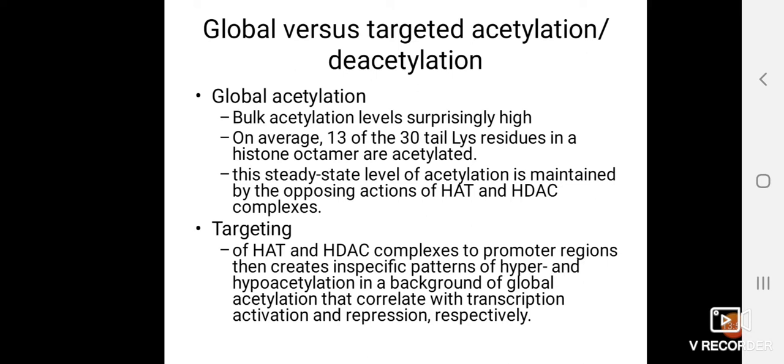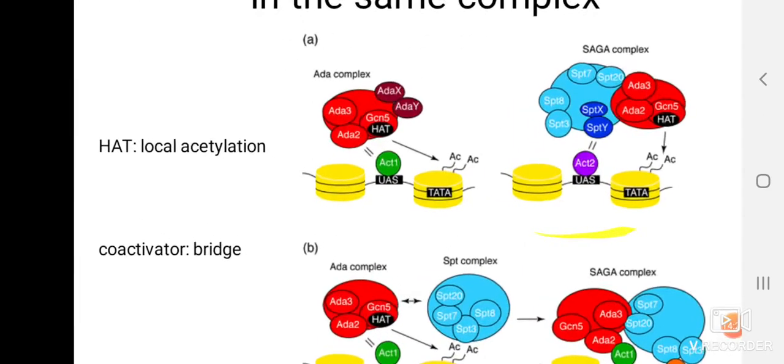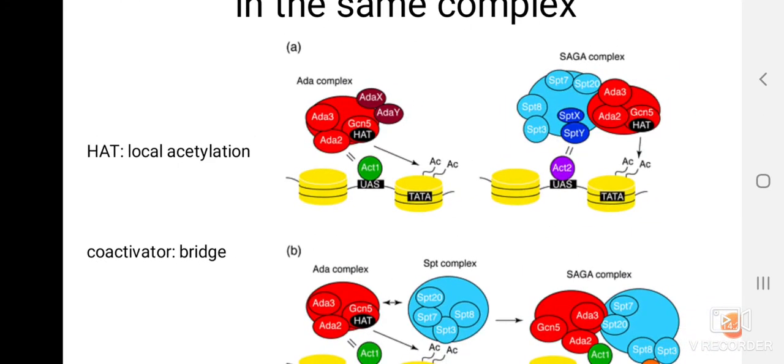In targeted acetylation, the HAT and HDAC complexes complex with the promoter region and create a specific pattern of hyper- and hypoacetylated core histones, which is specifically involved in the regulation of transcription of specific genes. HATs and coactivators can sometimes be in the same complex and cause the acetylation, as you can see.